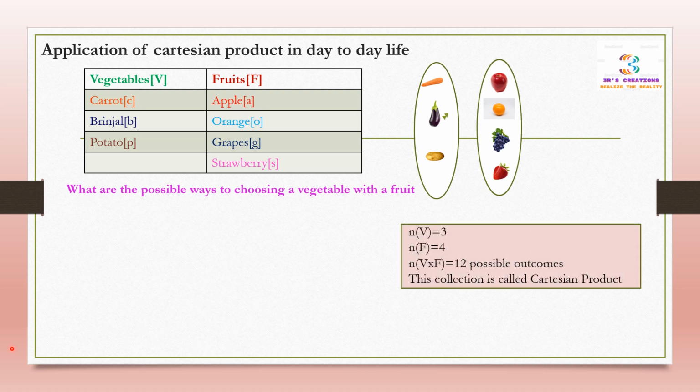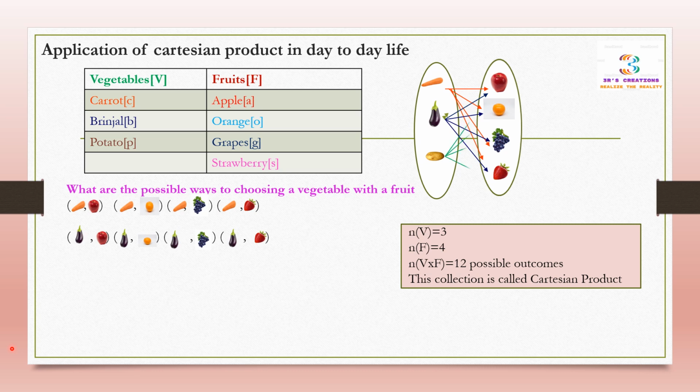So set V has 3 elements and set F has 4 elements. Altogether 3 4s are 12 possible outcomes. This collection is called Cartesian product. So he may choose carrot with apple, orange, grapes and strawberry. And he may choose brinjal with apple, orange, grapes and strawberry. Or he may choose potato with apple, orange, grapes and strawberry.